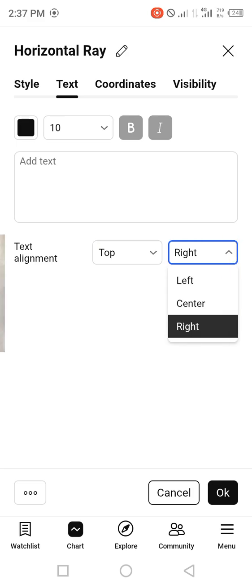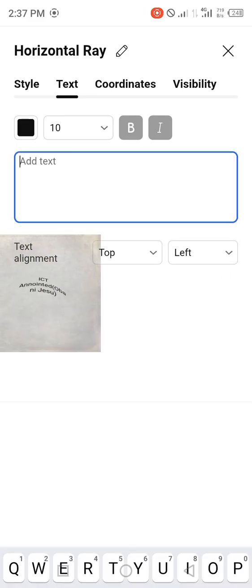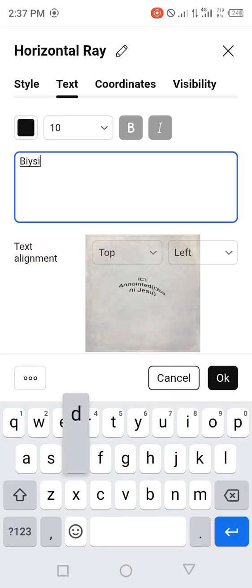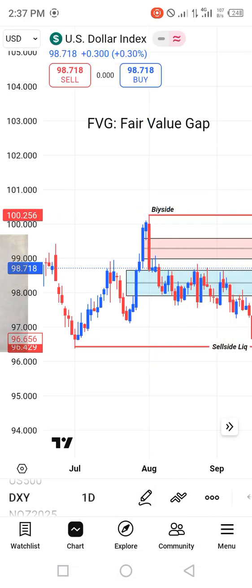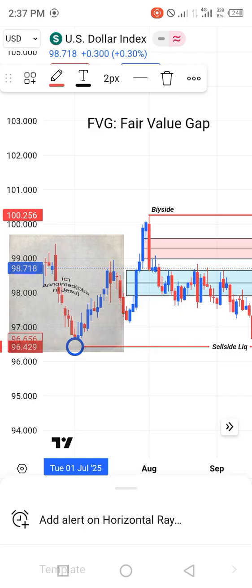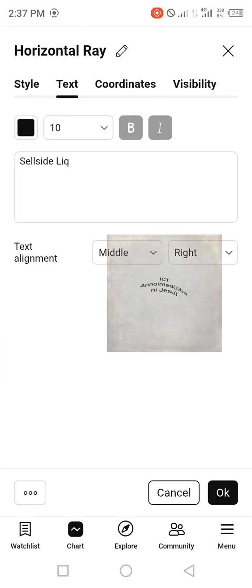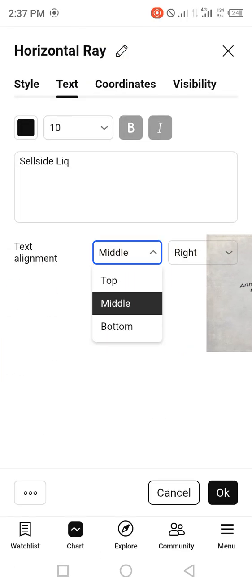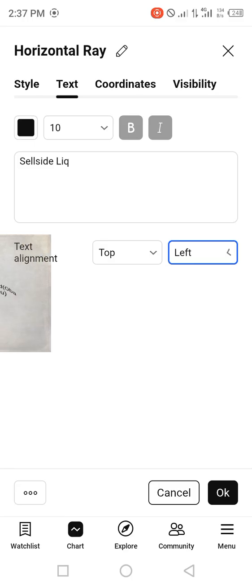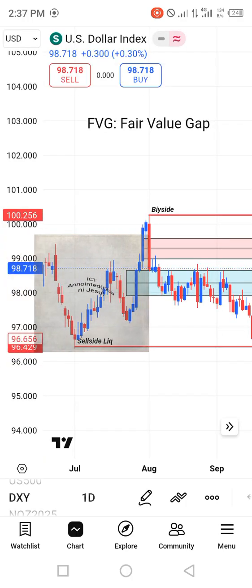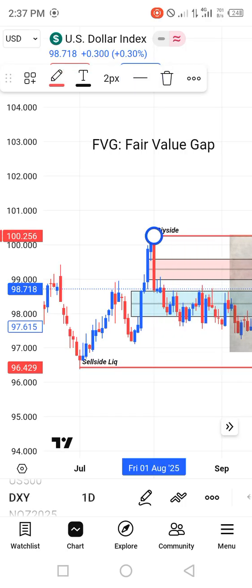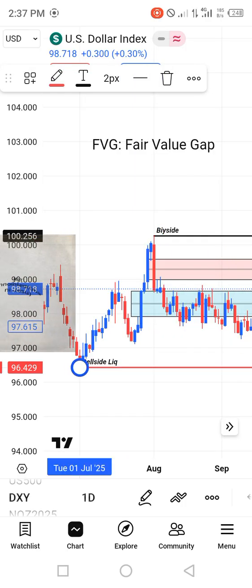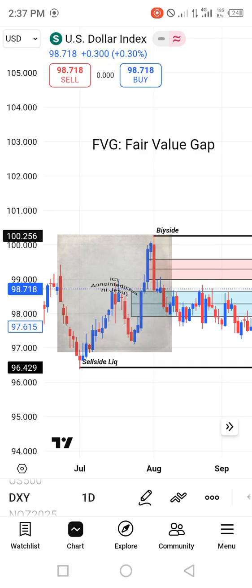Set top, left. So this is buy side. Let me change this one too. So everything is aligned properly. So this is buy side. This is buy side. This is sell side. Let me change all to black, so we'll be on the same page.